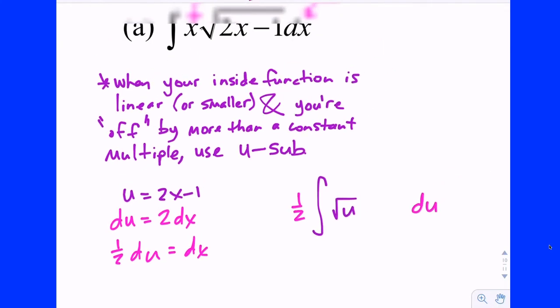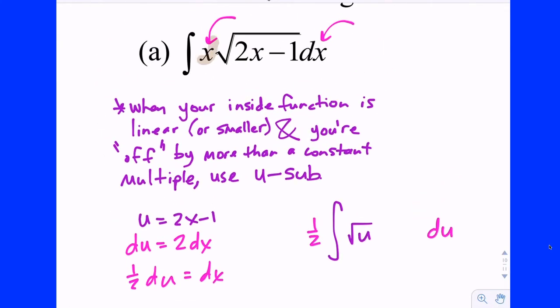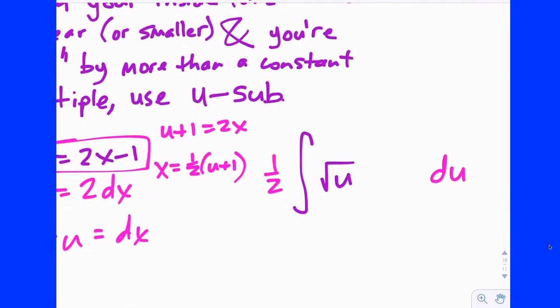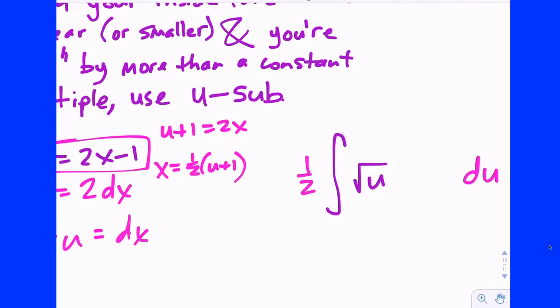But what's still left to substitute? x, right? And this is why it's helpful when it's linear or smaller. That equation there, because it's linear, is real easy to solve for x. And that's what you have to do. I'm going to add 1 to both sides. And instead of dividing both sides by 2, I'm just going to multiply both sides by 1/2. So I get 1/2 u plus 1. And so I'm going to plug that in for x.